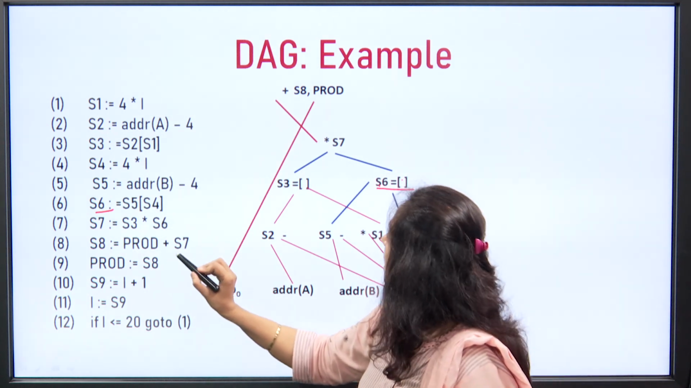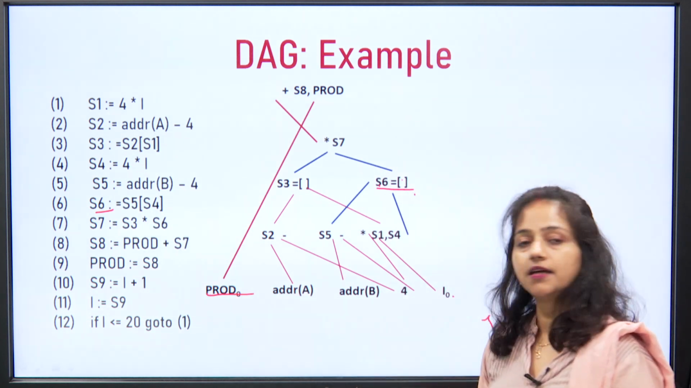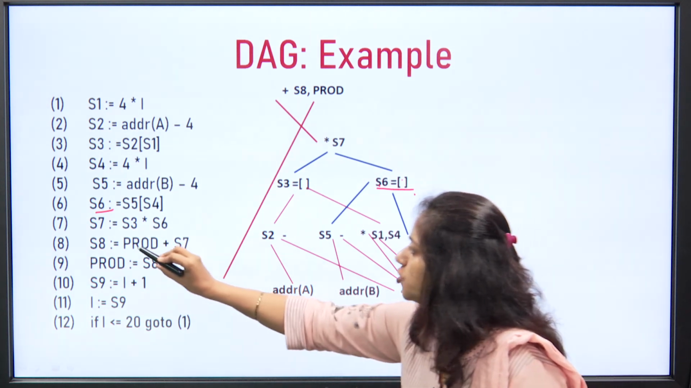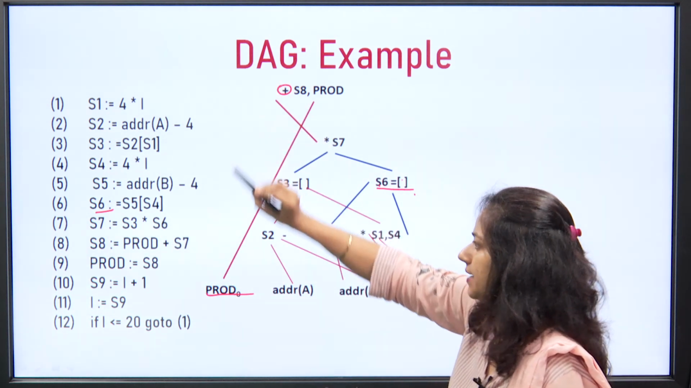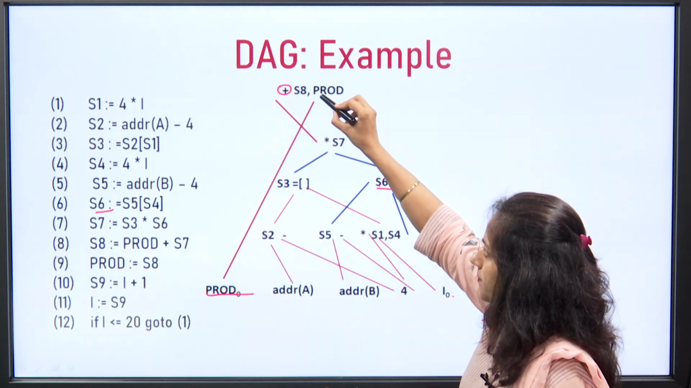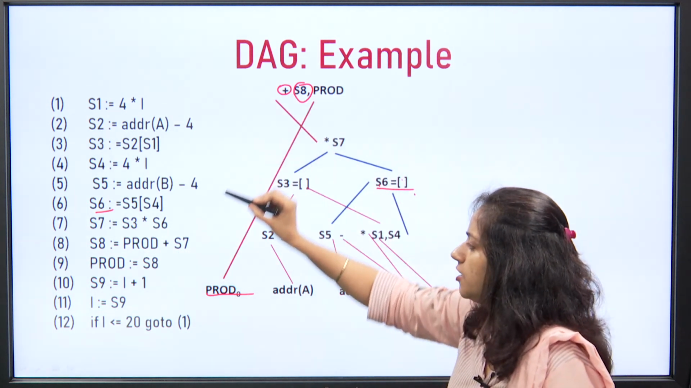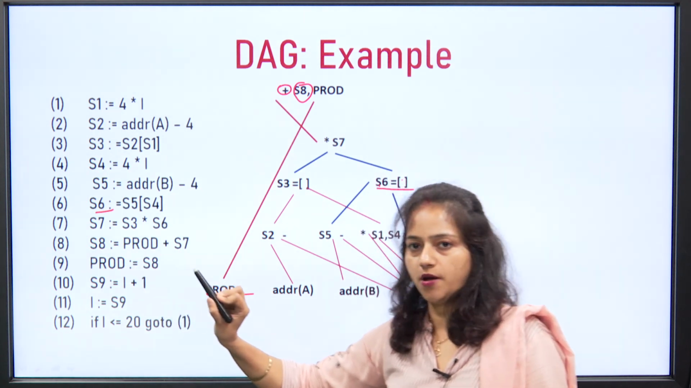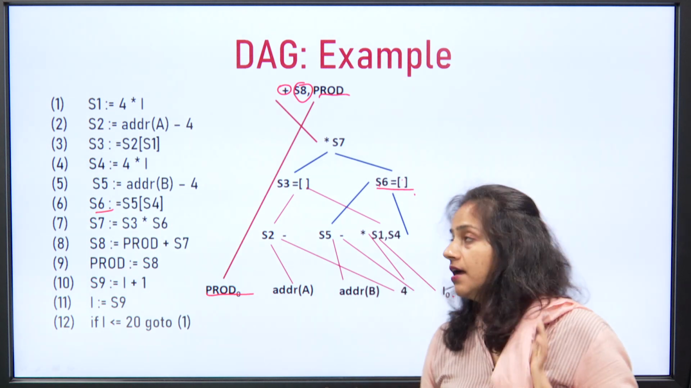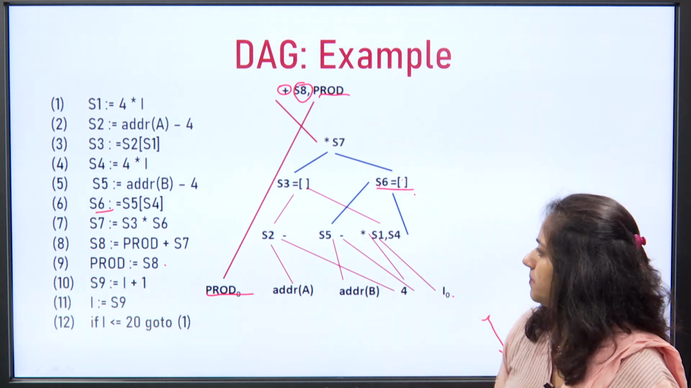Now, next is product plus S7. So, here we can create another leaf for the variable product, and then this should be added. So, here we have the plus operator: S7 plus this one, and this will be in product, this will be in asset. Now, the next statement is asset is equal to a product. So, another label or variable name can be added over here, that is product. So, this is product is equal to asset. Till now we have implemented it.